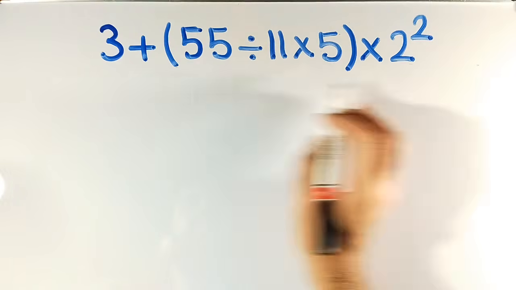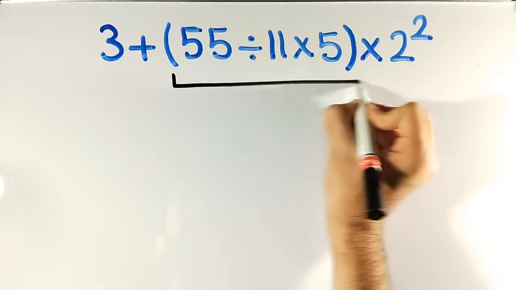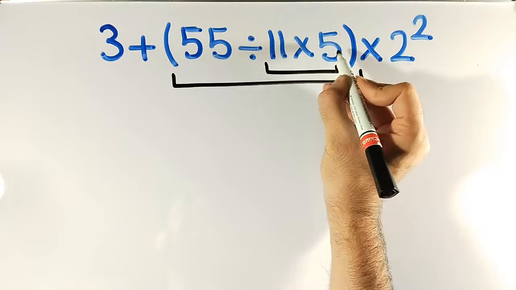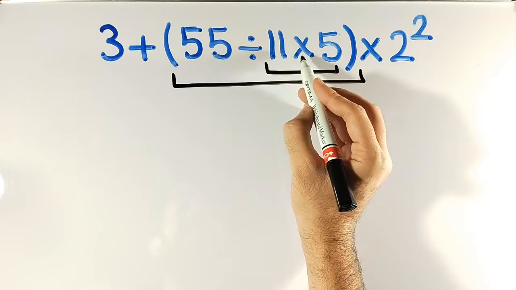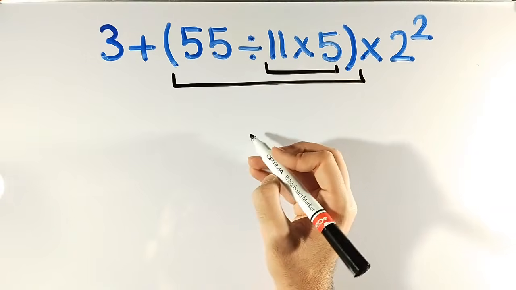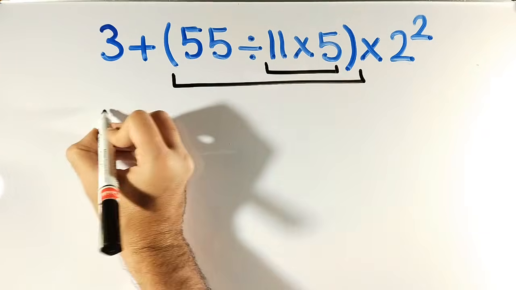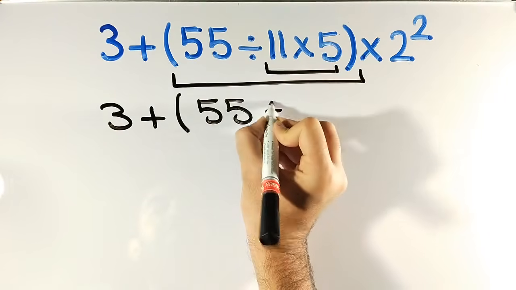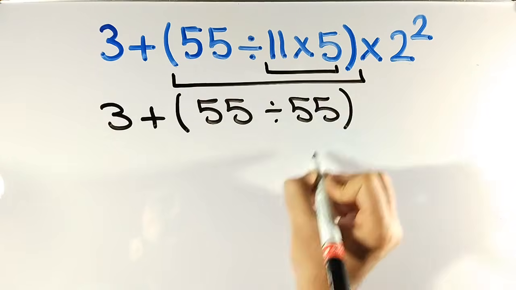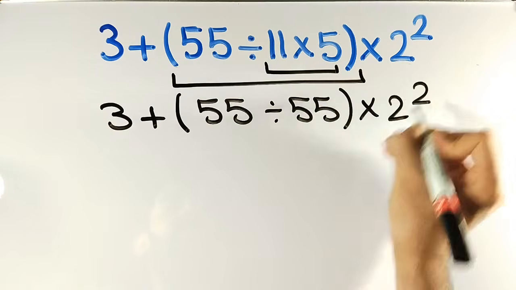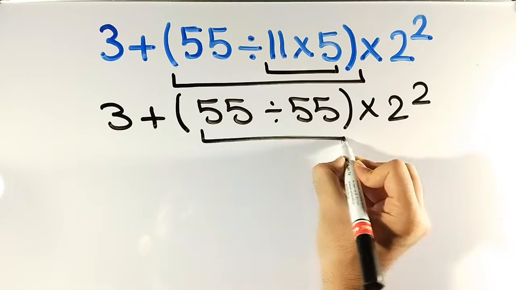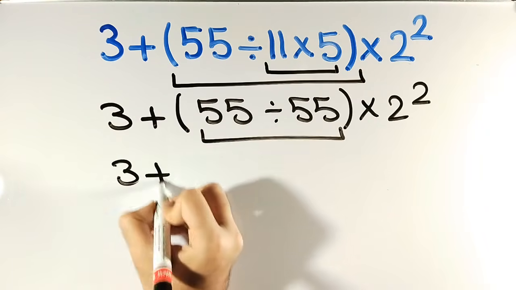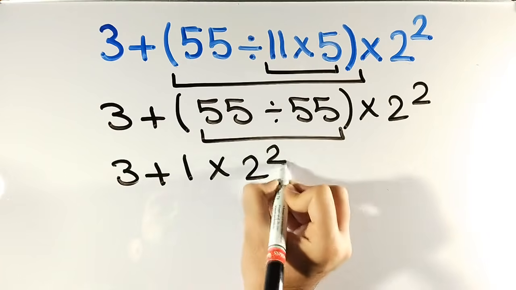Also, some other people, when solving this question, again go straight to the expression inside the parenthesis. But this time, they start with the multiplication between 11 and 5 because they think multiplication has a higher priority than division. So, instead of this expression, they write 3 plus open parenthesis 55 divided by 55 close parenthesis and multiplied by 2 squared. And the next step, they go for the division between 55 and 55 and write this expression as 3 plus 1 multiplied by 2 squared.